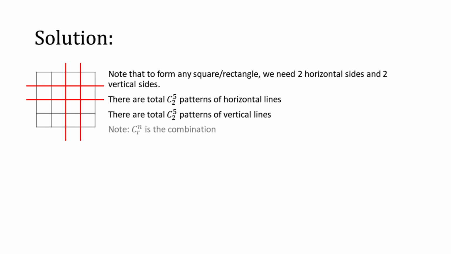Okay, let's look at the solution. First, we notice that a rectangle or square is made up of two horizontal and two vertical lines. If you have learnt combination, we might observe that there are 5 lines in each direction and we need to take 2 of them. And there are a total of 5 C2 patterns for horizontal and vertical respectively.